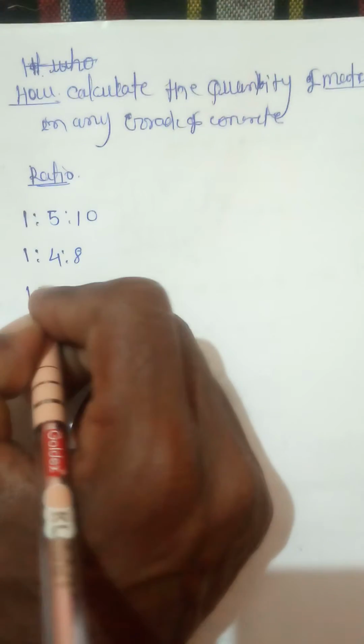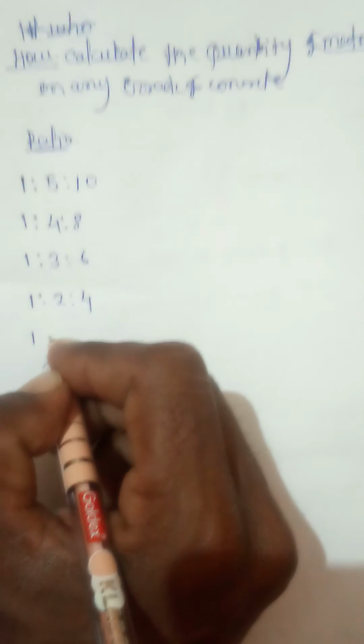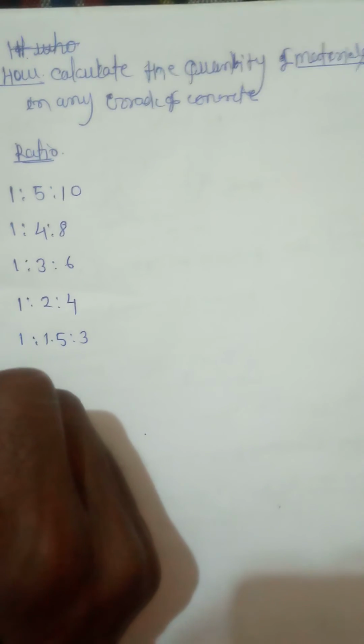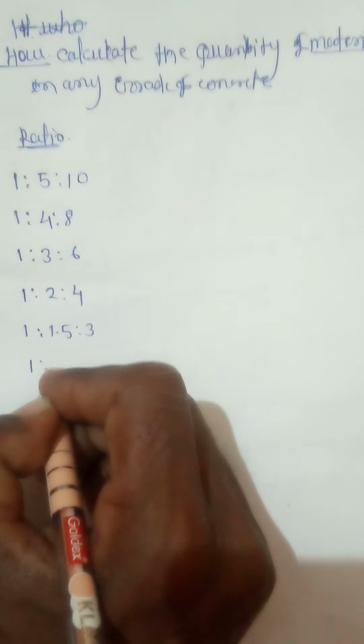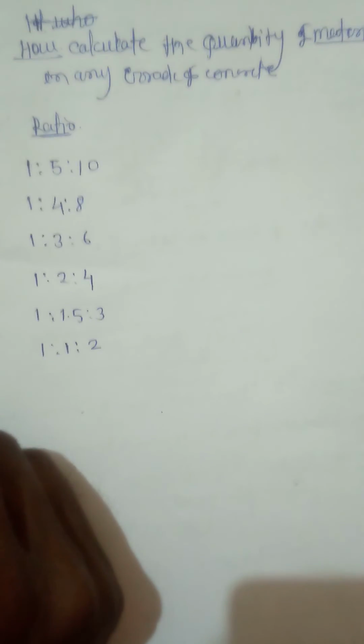Another is M10, its ratio is 1:3:6. The fourth type of grade of the concrete is M15, its ratio is 1:2:4. The fifth type, which is M20, its ratio is 1:1.5:3. And another is M25, its ratio is 1:1:2.